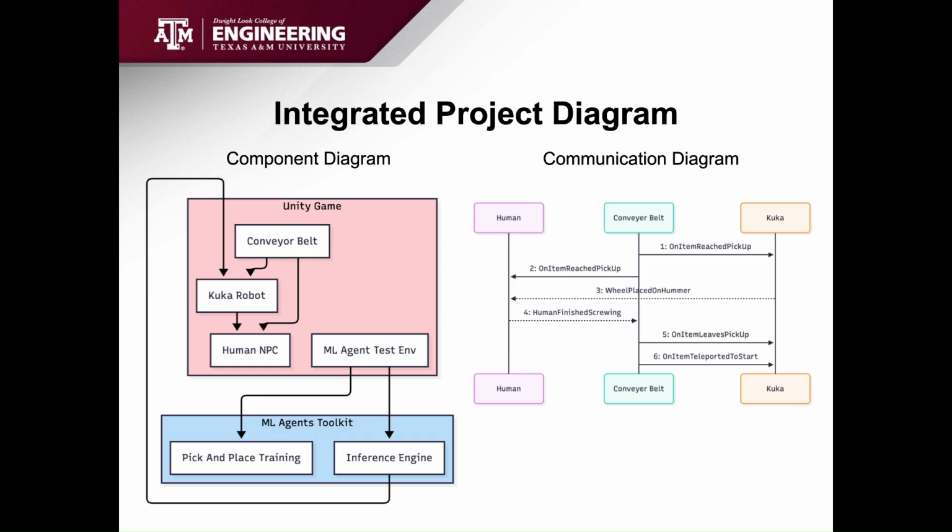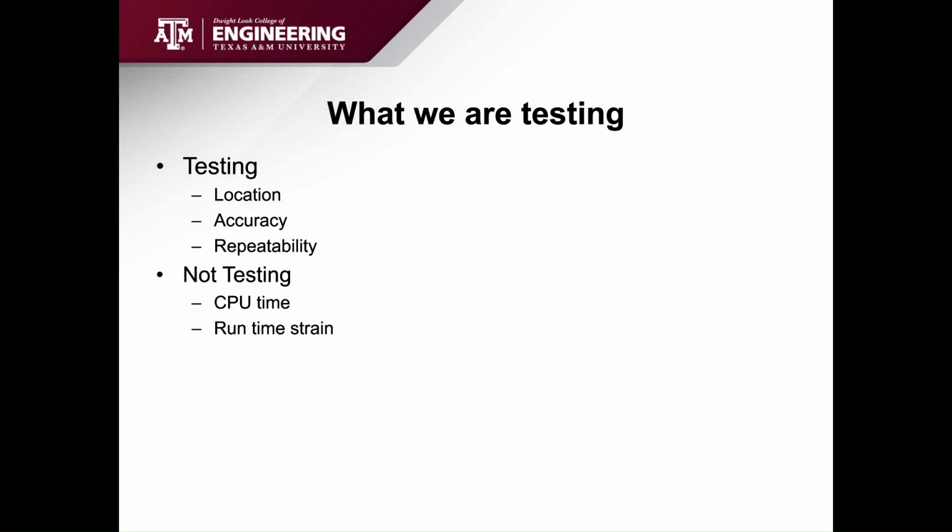Here's our integrated project diagram. This shows where everything is housed. Unity hosts most of our assets in our game, but we also use ML Agents, which is a library, an extension of Unity, for our pick and place training and our interface engine. I also included our communication diagram to show how things talk together, because a lot of our assets work and talk together.